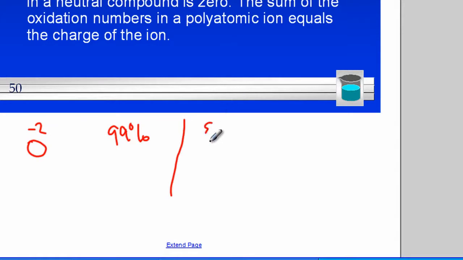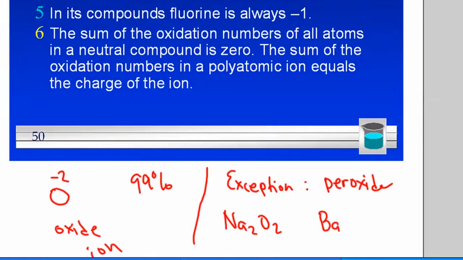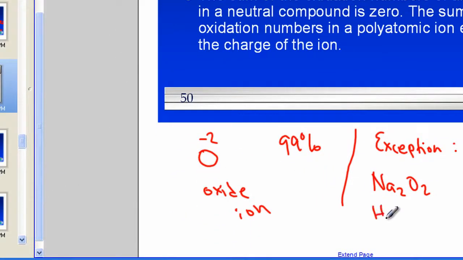We have this rare exception, and it's worth noting because I see it appear on the AP exam almost yearly. The exception is if we have a peroxide. This is known as oxide ion. What is a peroxide ion? Well, it gives us an example, Na2O2, sodium peroxide. Here we have barium, Ba, was it barium? Let me peek up again. Nope, it was hydrogen peroxide, H2O2.